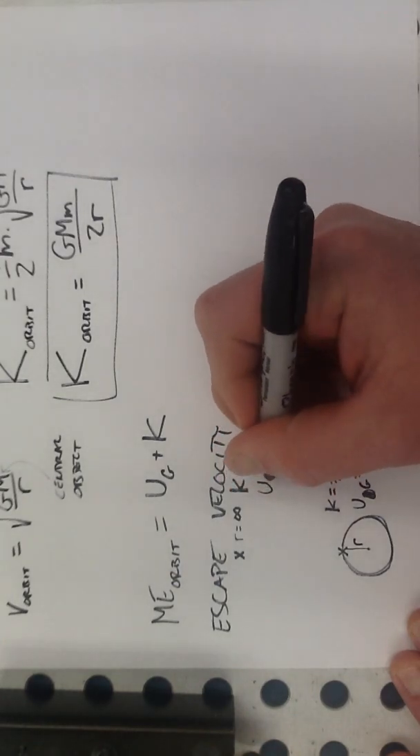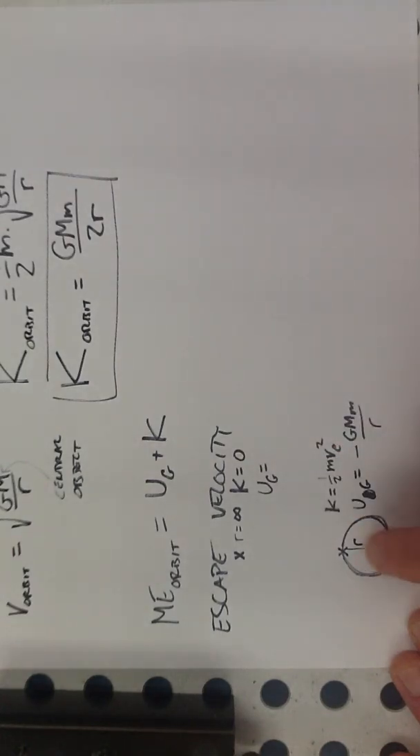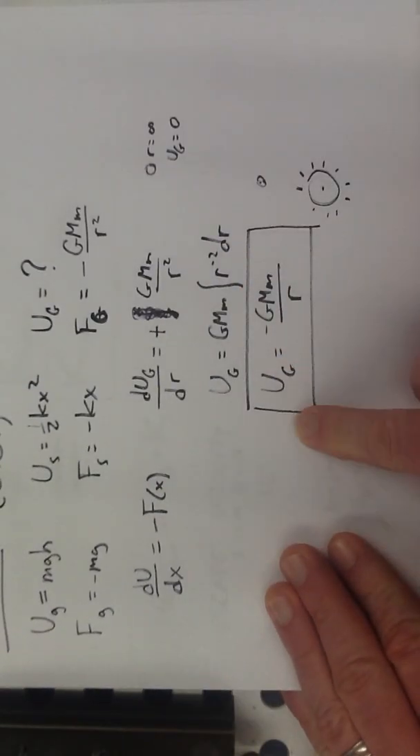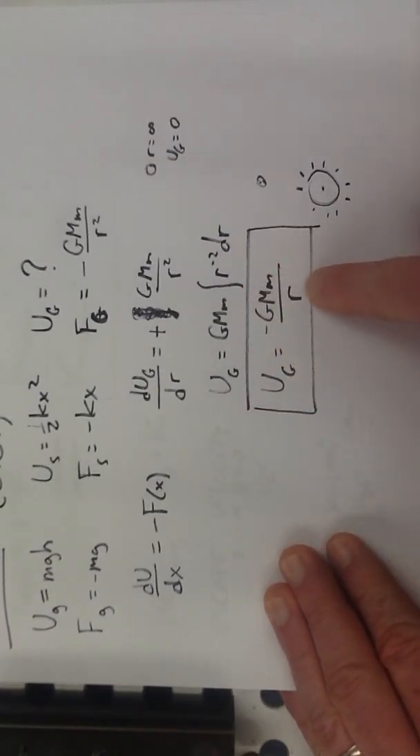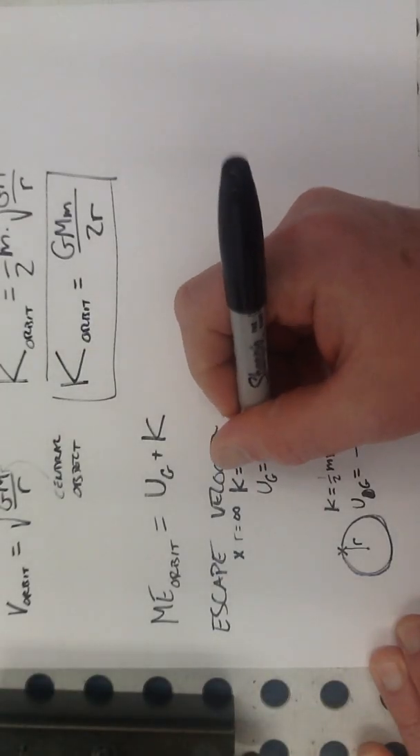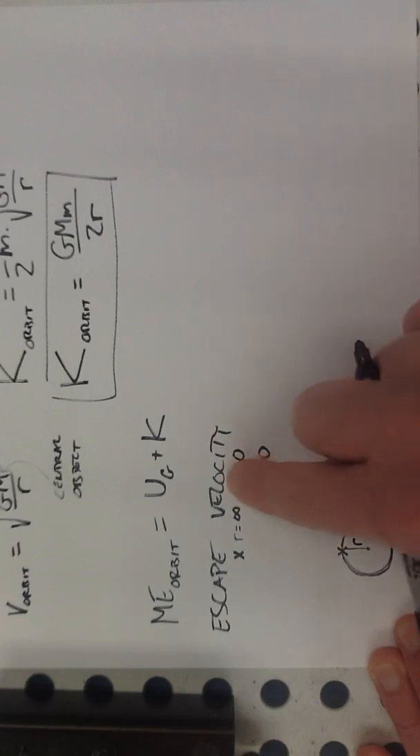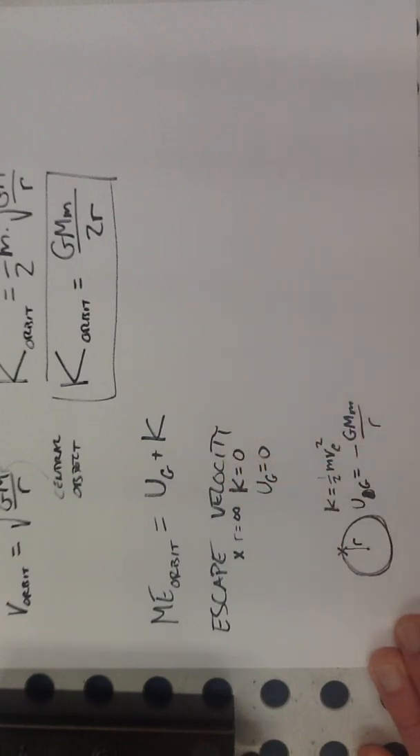And what about gravitational potential energy? Well, by definition, the amount of gravitational potential energy I have when r is infinity is 0. So when I finally get off to infinity, I have 0 total mechanical energy.